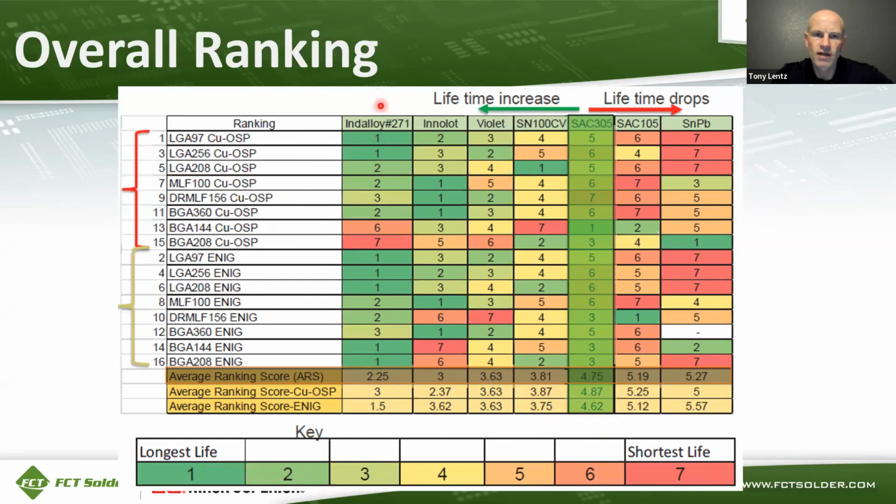And so you can see you've got Indaloy 271, Inalot, and Violet, S100CV performed in the middle, and then SAC 305 was worse than that. And then you've got SAC 105 and tin lead at the very right, which was the overall worst performing alloy in this work. So S100CV there shows up in the middle of the road.